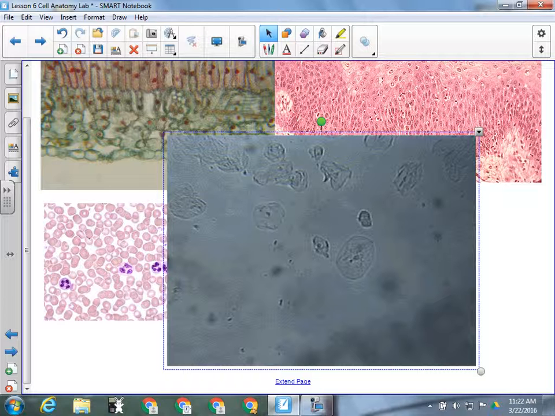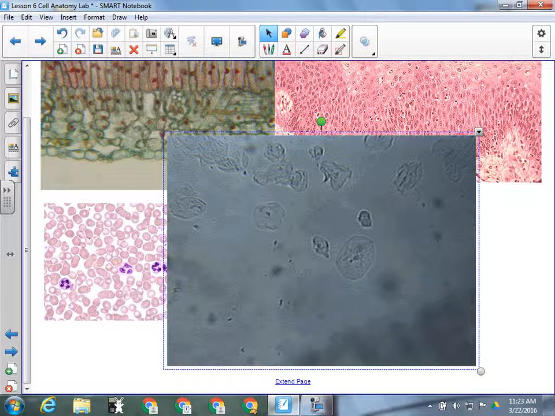Now, you can see that this one's in black and white. It's not really in black and white, it's actually in color, but it looks black and white because there's no stain added to it. It's just going to be your cells, and there'll be a little fiddling around to get that one. So do the cheek last.